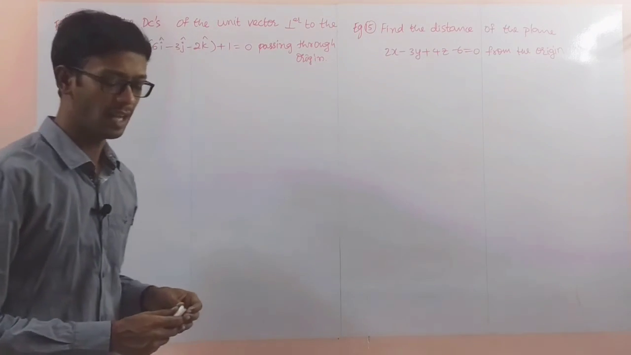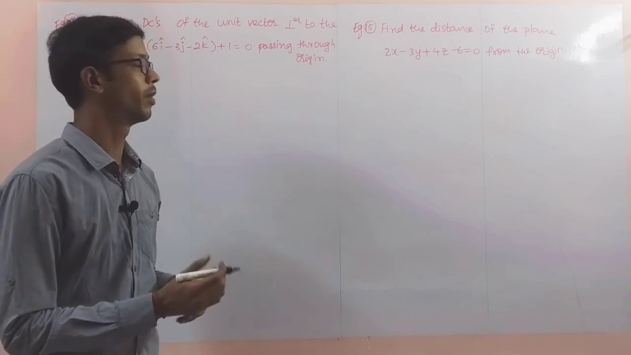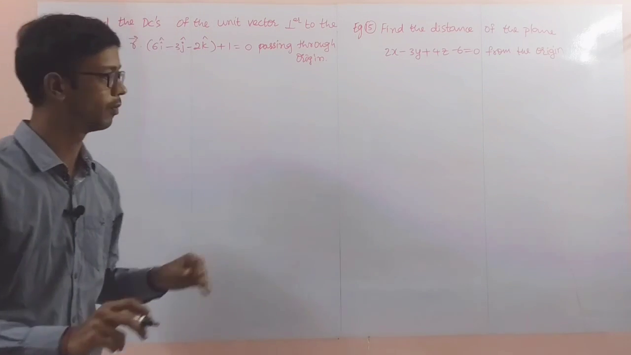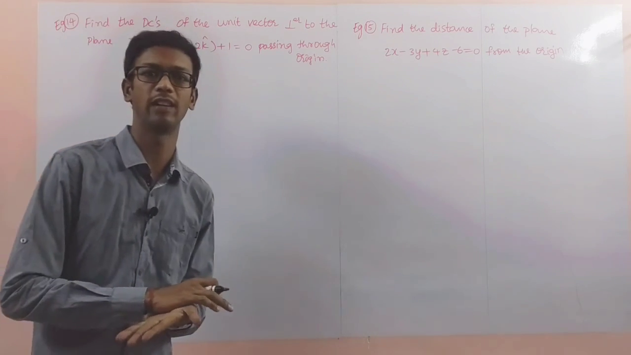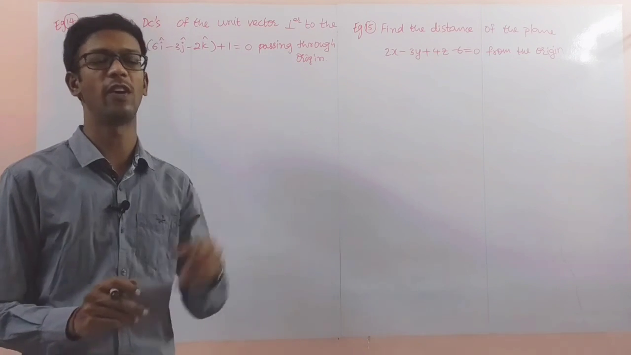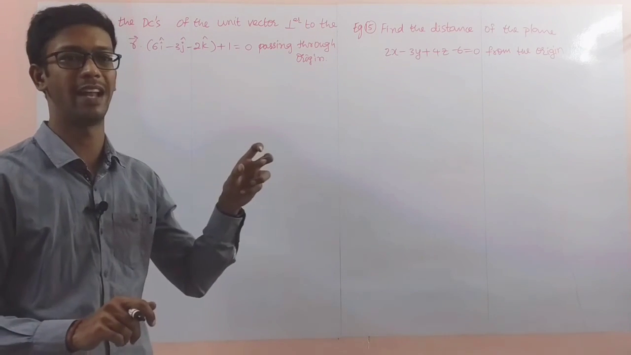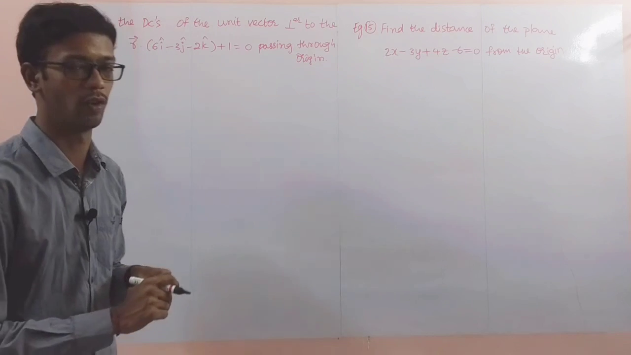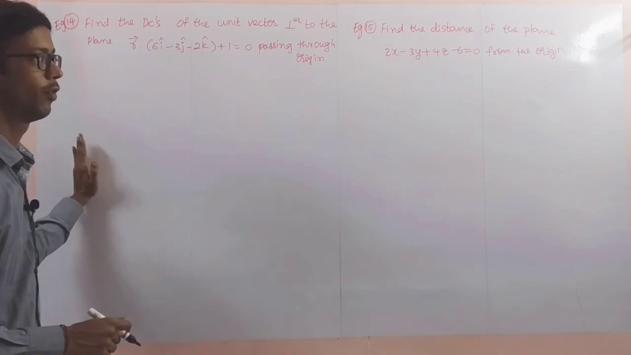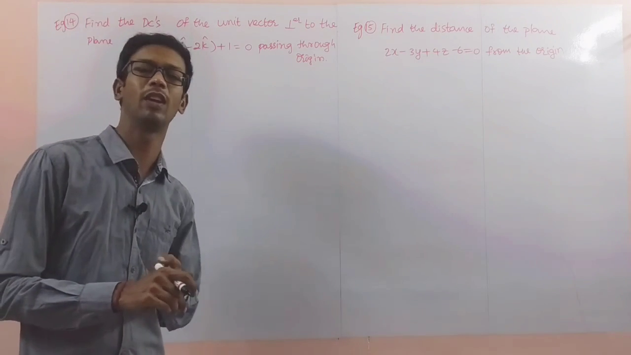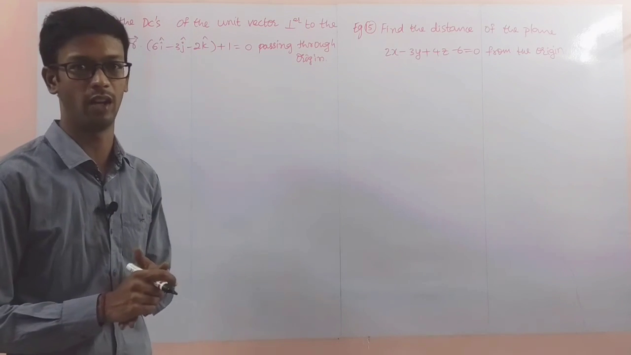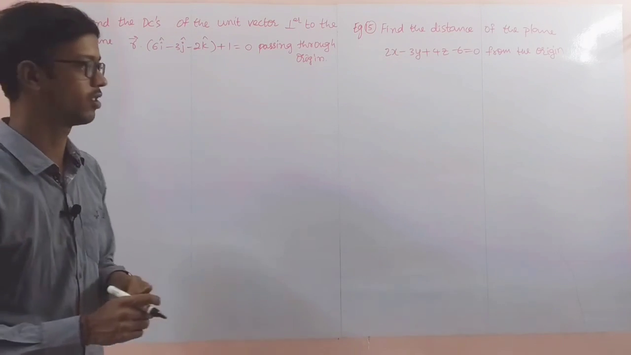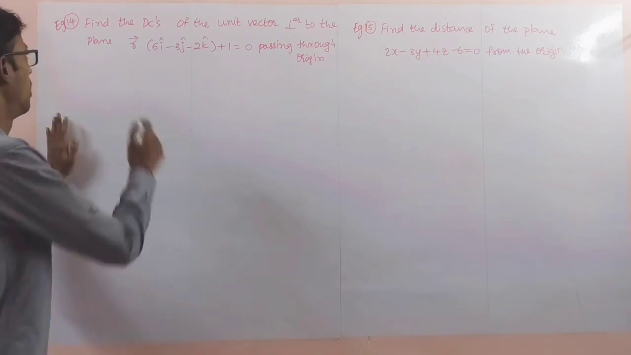Next, Example 14 and Example 15 are based upon the direction cosines and the distance, related to the first plane equation, the normal form. These 2 problems, if we finish them, the next problems will start with the next equation, so that we'll discuss in the next session. First of all, we'll see these problems.